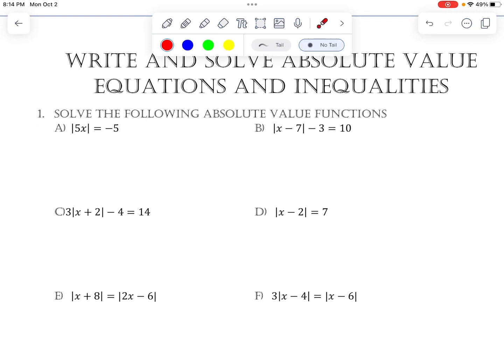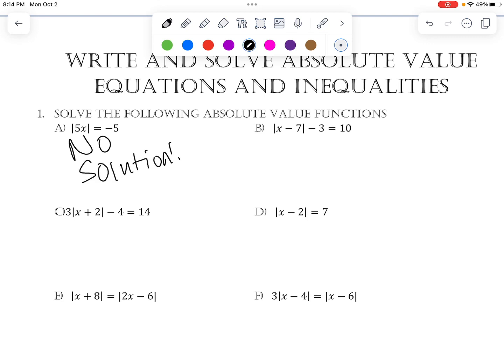So up here, and I think I talked about this with most of my classes, absolute value bars by themselves equal to a negative number? No bueno. No solution, so we don't have to do any work. Woohoo. Okay. All right.